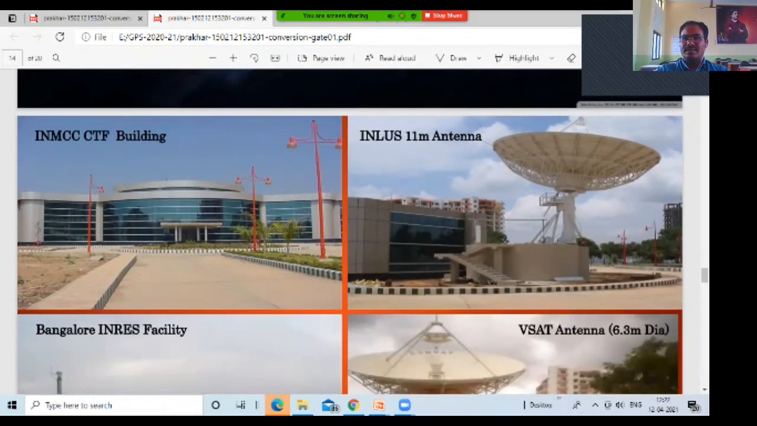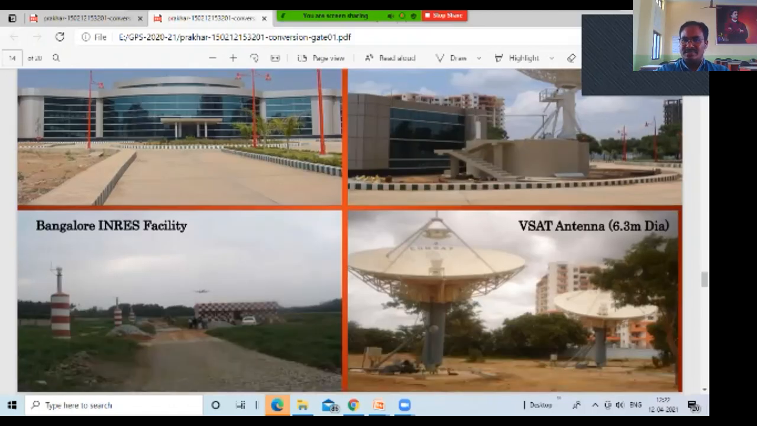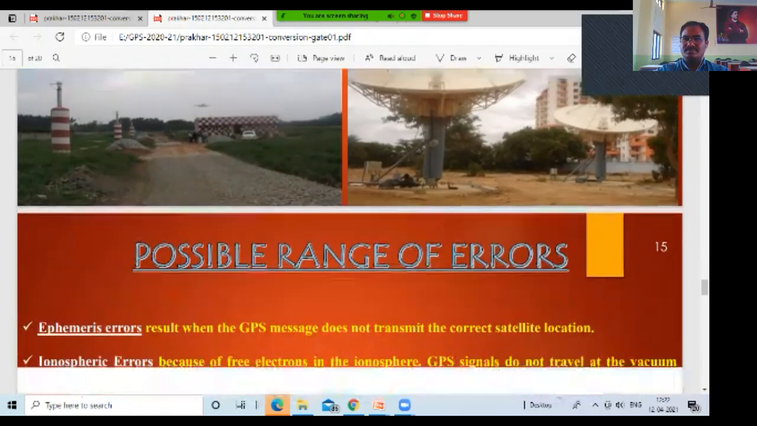And these are the original images: the INMCC CTF building, which is in Bangalore, and the INLUS 11-meter antenna, which is used for uplink, and the Bangalore INRES facility. This is the VSAT antenna, which is used for the uplink purposes.